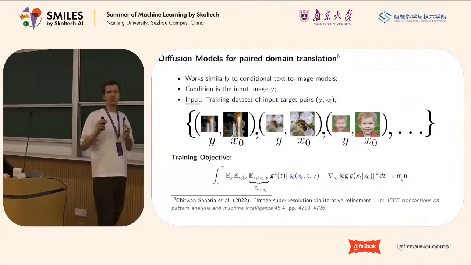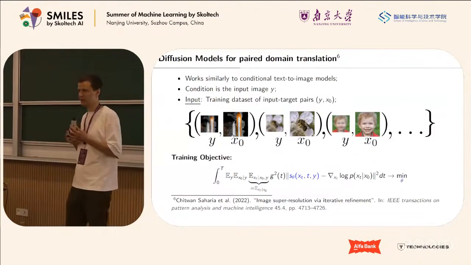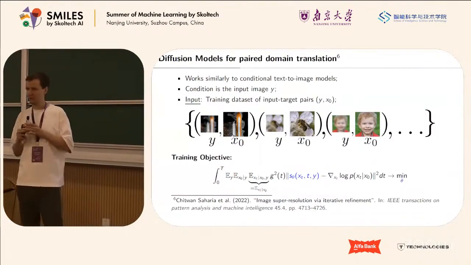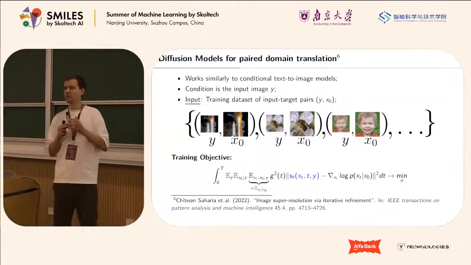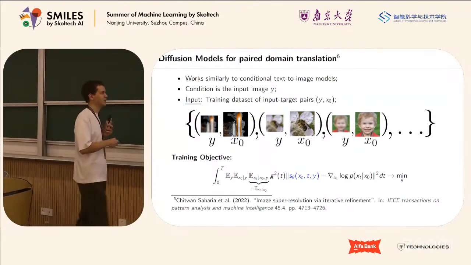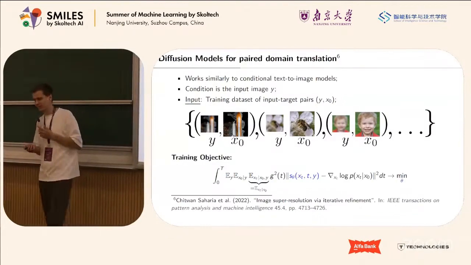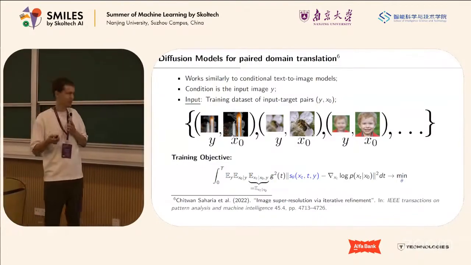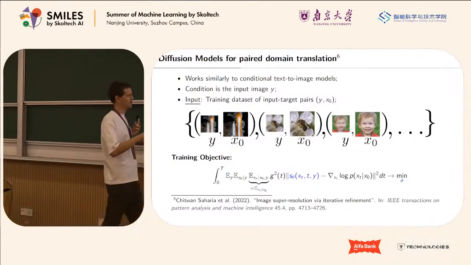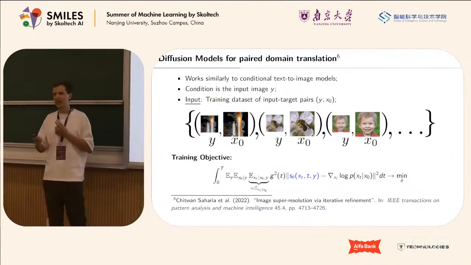In fact, text-to-image generation can be viewed as a paired domain translation problem, because your first domain is the domain of text, the second domain is the domain of images, and you need to provide, for each text, an image which corresponds to this text. So we can just apply conditional diffusion models to solve paired domain translation problems. This is widely used, for example, for image super resolution, when you usually can create a lot of synthetic pairs. That is, your condition is a low resolution image, and your target for the diffusion model is the high resolution image.